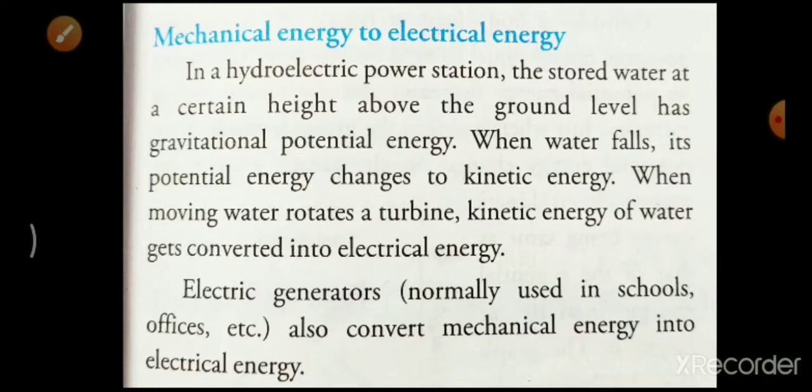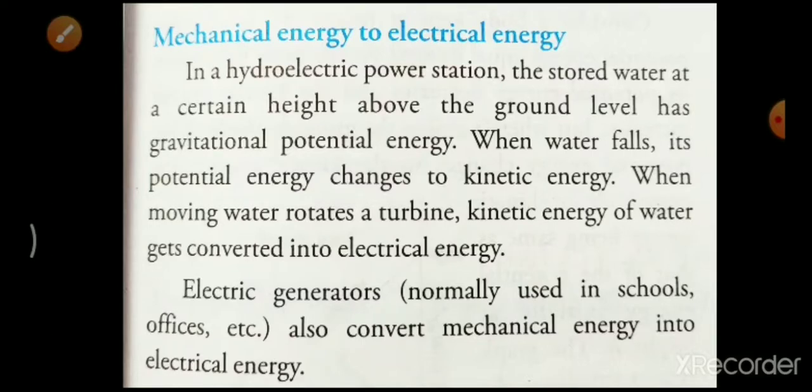Because the water is stored and not moving anywhere fast, it contains gravitational potential energy. Then they allow that water to fall from that height. When water falls, its potential energy changes into kinetic energy. When the moving water rotates a turbine, the kinetic energy of the water gets converted into electrical energy. The falling water helps to rotate the blades of the turbine, and when the turbine blades rotate, mechanical energy is produced, and from that mechanical energy it gets converted into electrical energy.